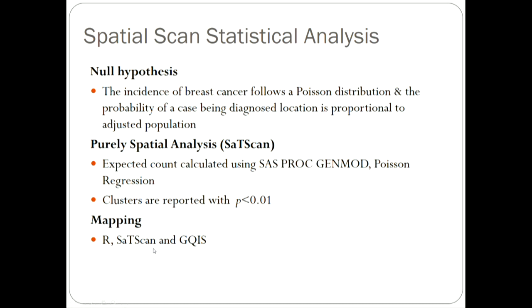Okay. So the hypothesis assumes that breast cancer cases follow a Poisson distribution with the same intensity rate over the entire study region of Massachusetts. Then, as I mentioned, we use the SaTScan model to calculate the expected count, and this expected count can be adjusted by age and population, and it can also be adjusted by income and urban and rural status here.